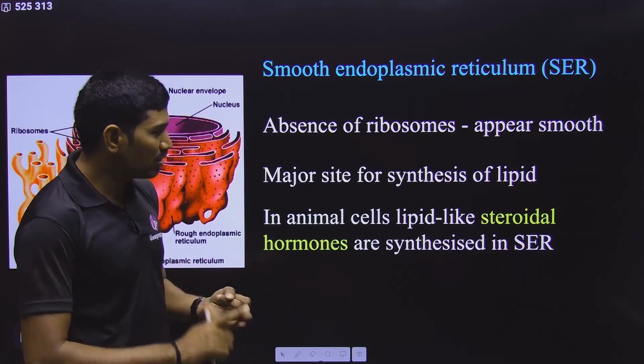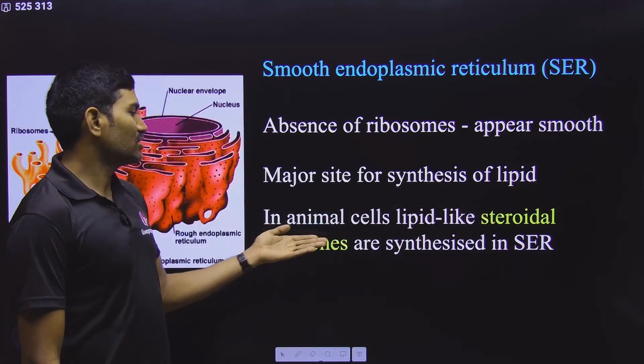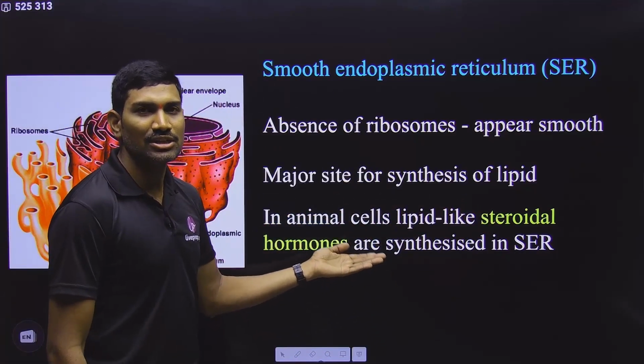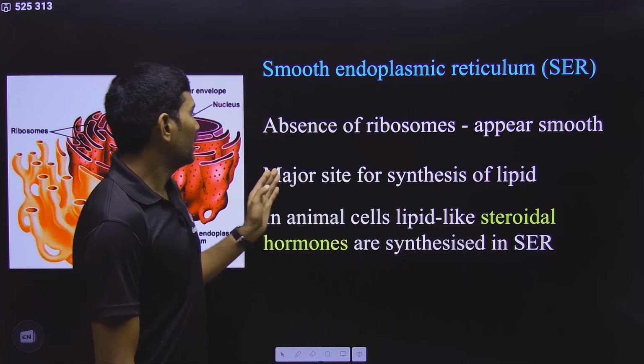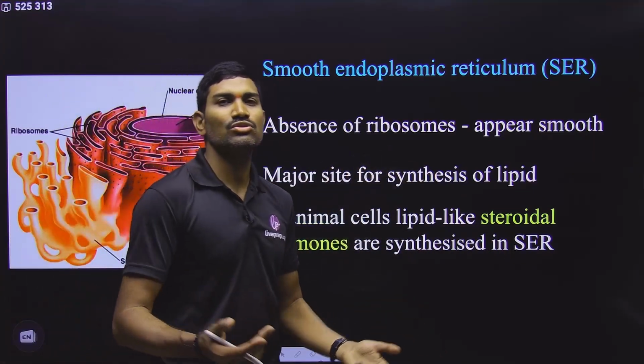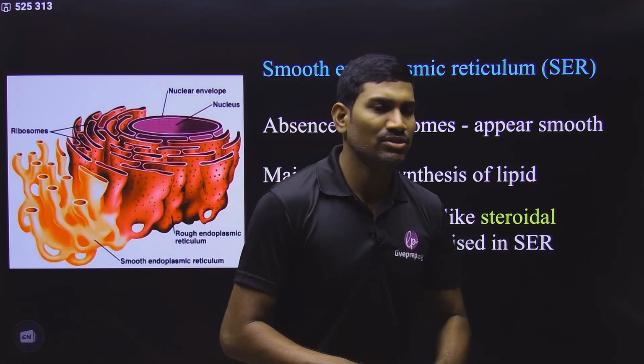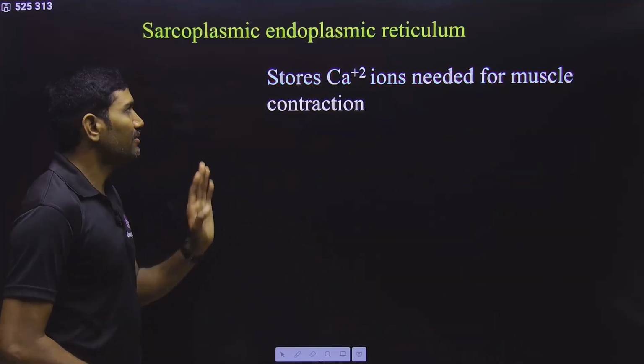So please understand this. Along with this, it is involved in synthesis of some steroid hormones in the case of animal cells. And next one, it is majorly involved in the synthesis of lipids. So these are the various functions of this smooth endoplasmic reticulum.